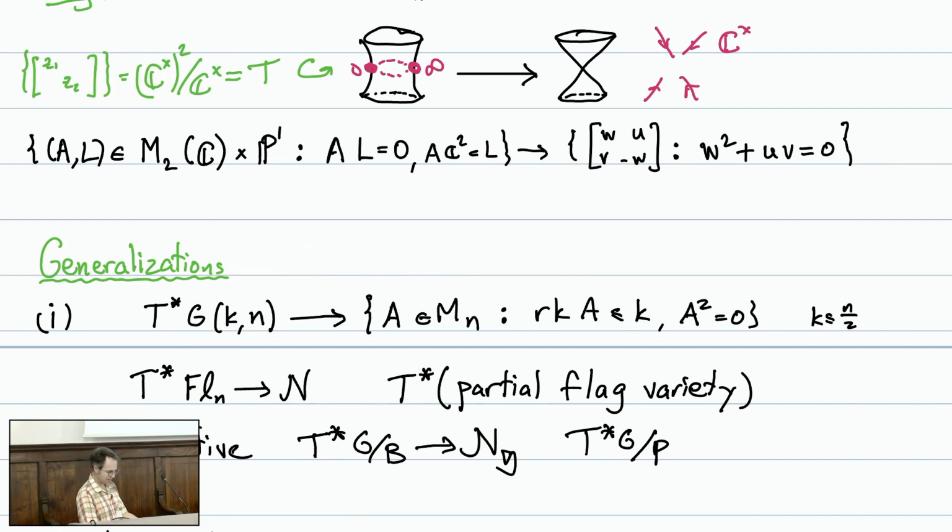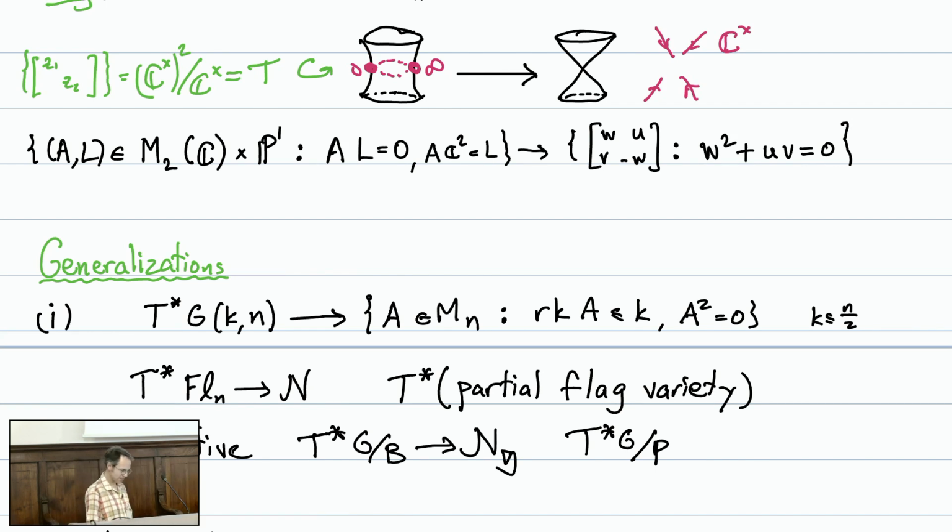And this will be a resolution of what space? The space of matrices with rank at most k and square 0, as long as k is smaller than n over 2. If not, you would have to replace k with this. Anyway, minor technicality. And okay, so this is a nice generalization of our cotangent P1.